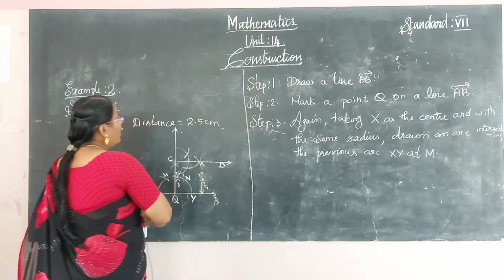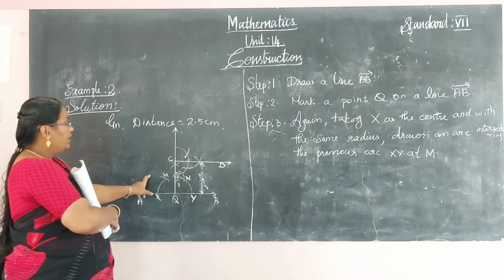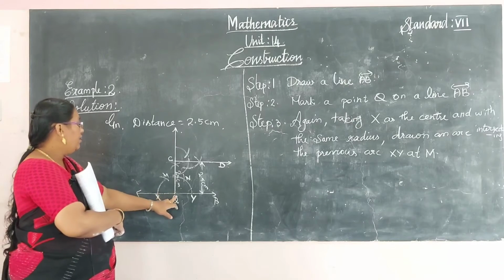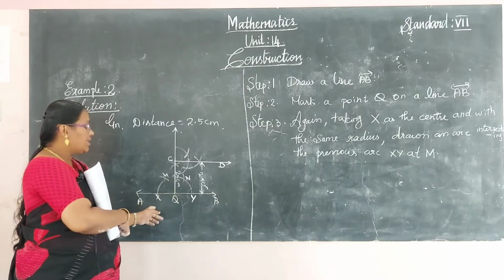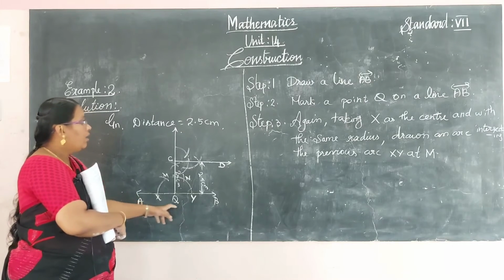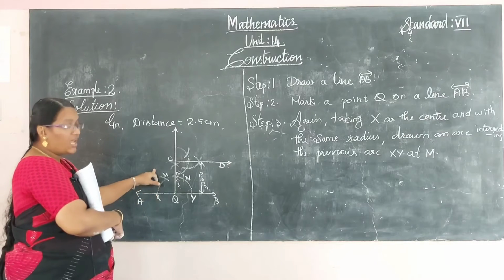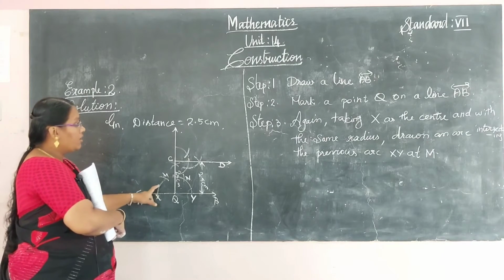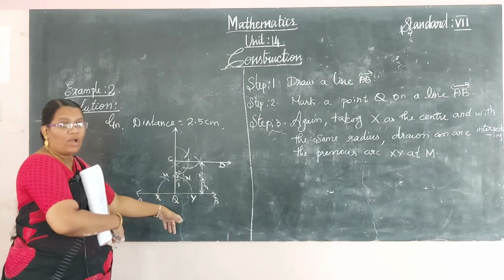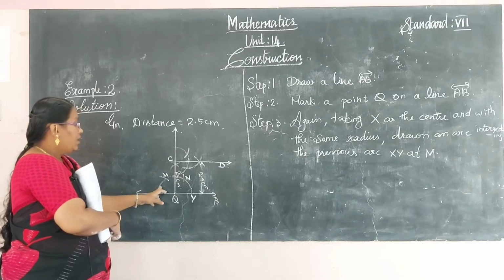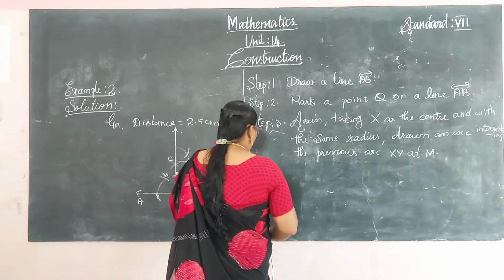The third step, taking X as a center and with the same radius. Already with center Q, draw one of the arcs. Those two arcs intersect at the point X, Y. Then we take X as the center and with the same radius draw an arc intersecting the previous arc XY at M. Then we proceed with the same procedure again.